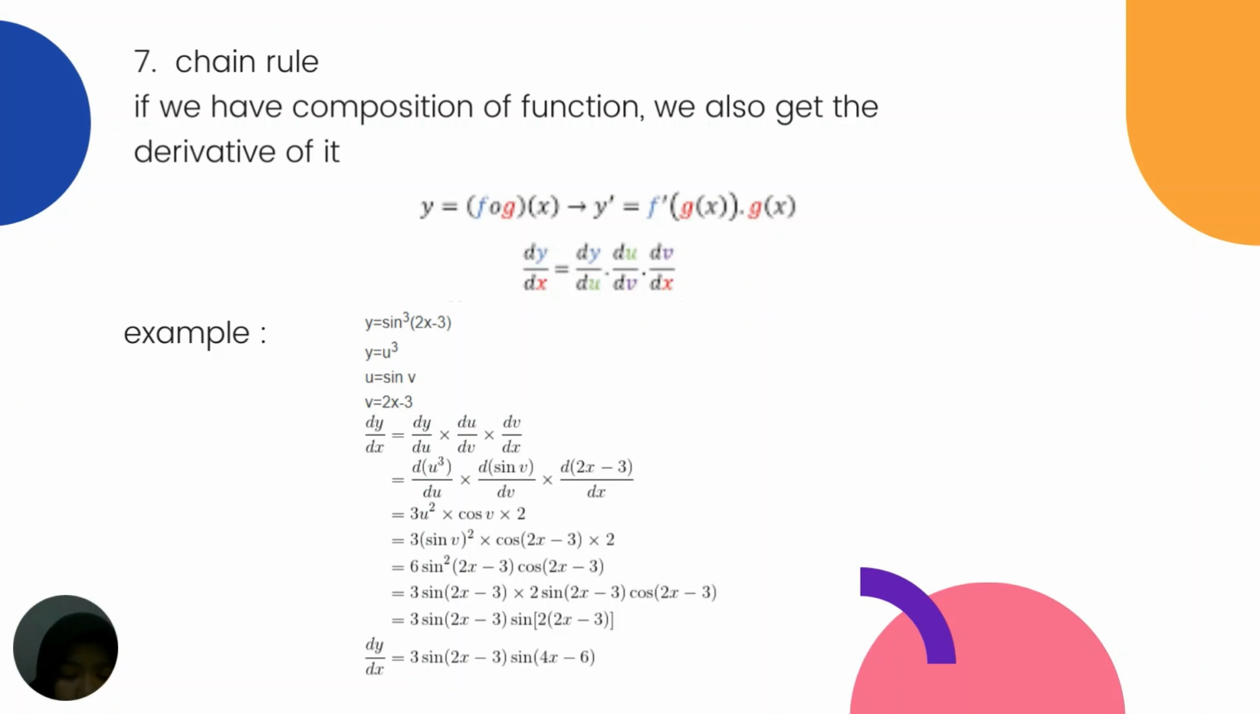6 sin to the power of 2 of (2x minus 3) cos(2x minus 3). Okay, and then there is the identity of trigonometry, and in the finish we get dy/dx is 3 sin(2x minus 3) sin(4x minus 6).